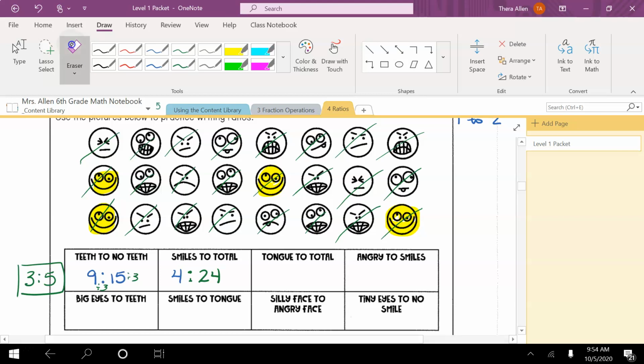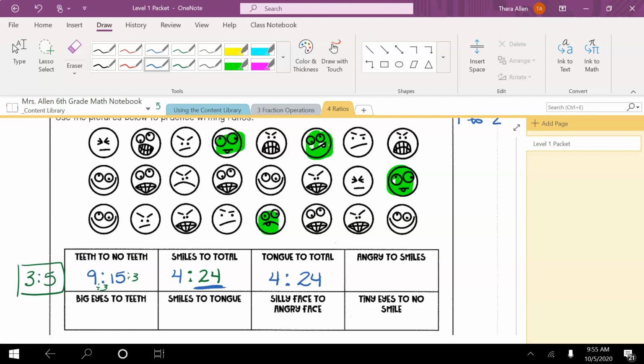Very good. Next, we have tongue. So the ones that we see the tongue to the total amount. All right, let's see. I have 1, 2, 3, 4. 4 again. And it wants to have it to the total. Do I need to go back through and count all of those again? No, because I have it right here. So my ratio of smiles to total and my ratio of tongue to total are the same ratio.